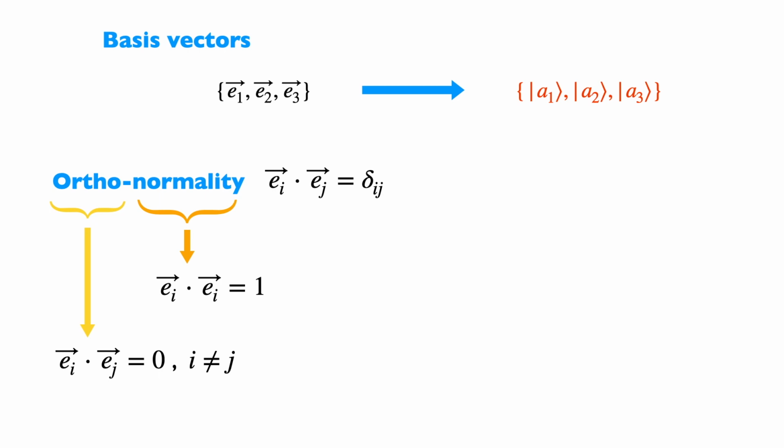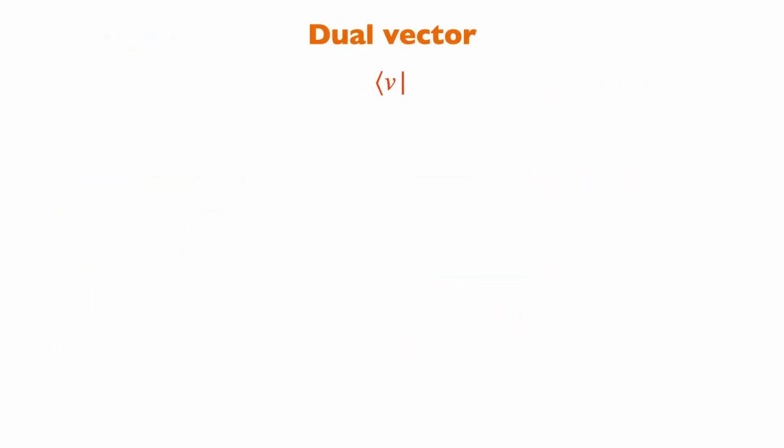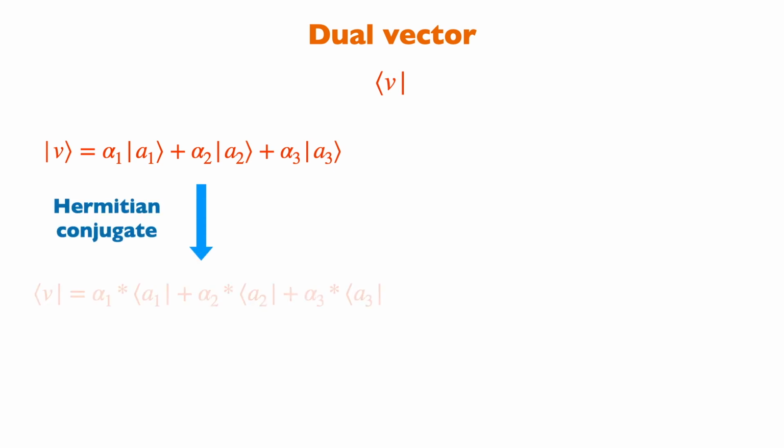Similarly, an orthonormal basis can also be found in the space of state vectors, but with an inner product that is slightly different from the dot product. To better understand the inner product of state vectors, we need to introduce the concept of a dual vector. A dual vector is denoted by a left-pointing bracket in Dirac's notation, and is known as a bra. A dual vector is defined by the Hermitian conjugate of a vector.